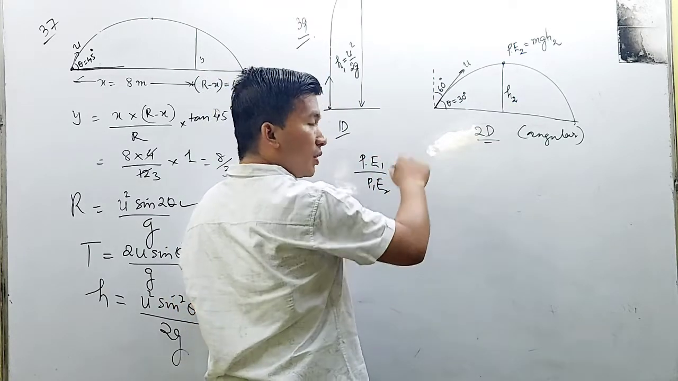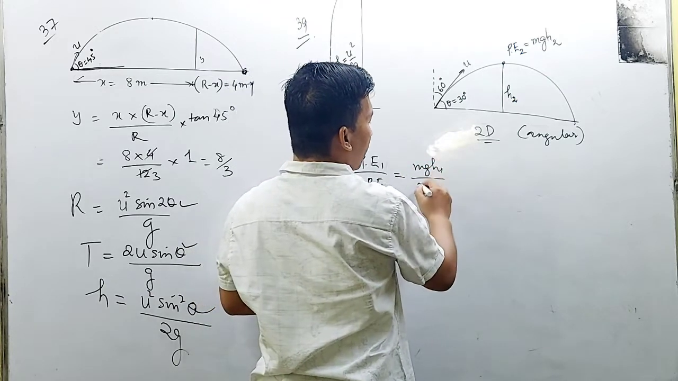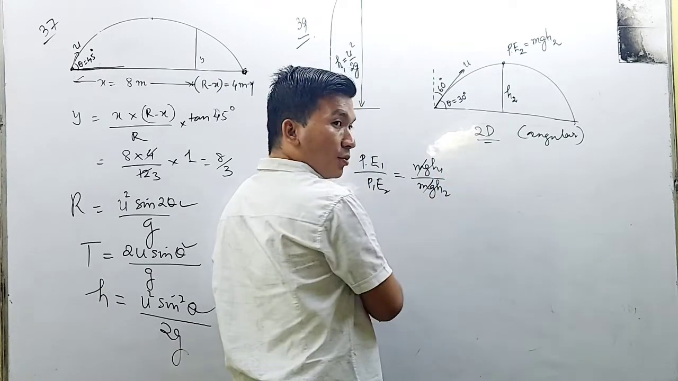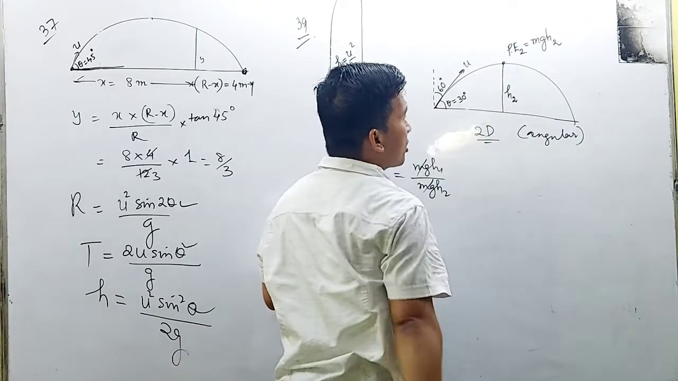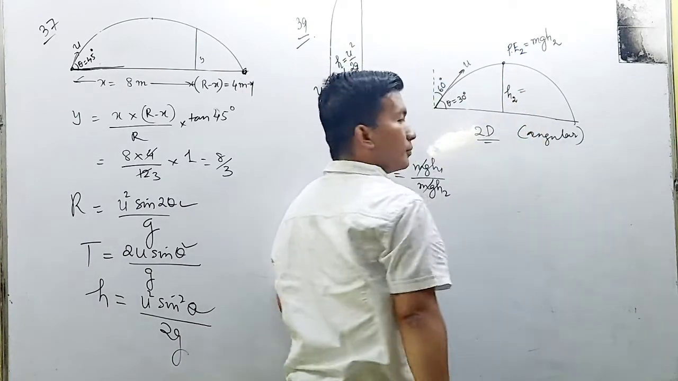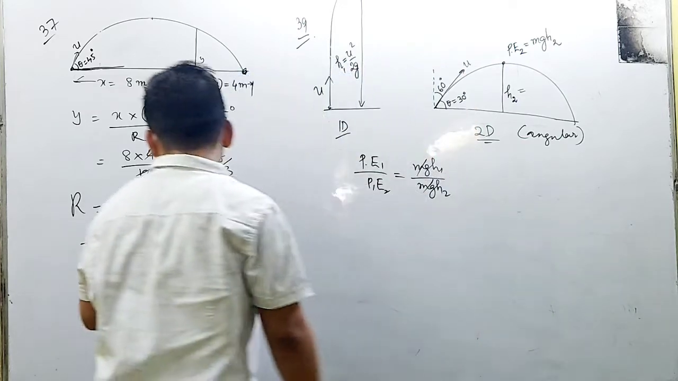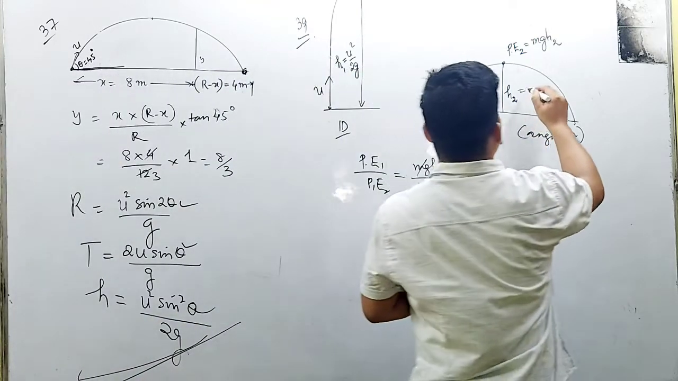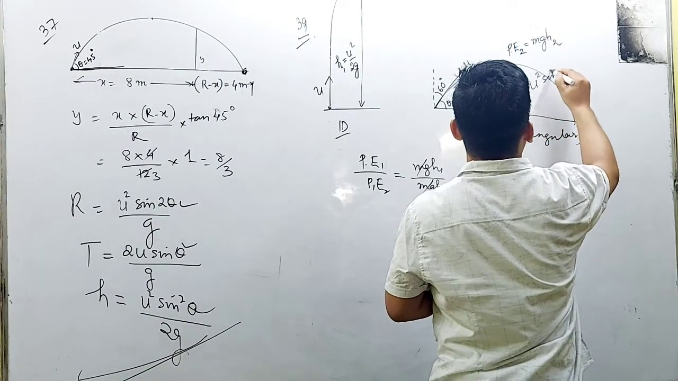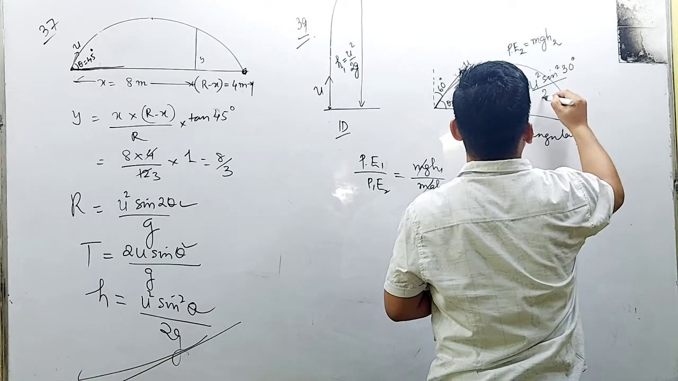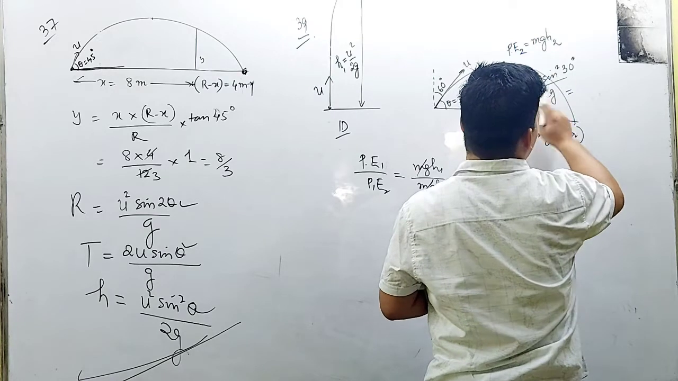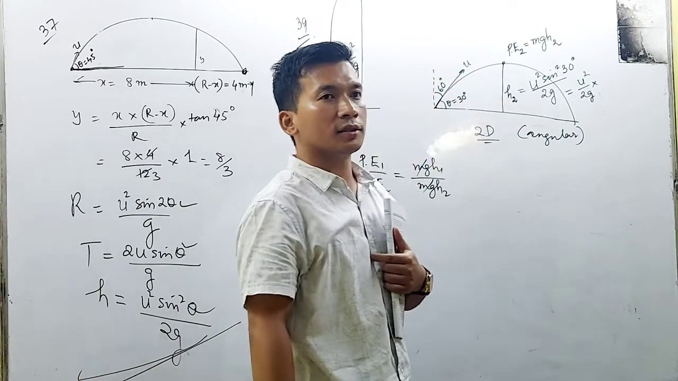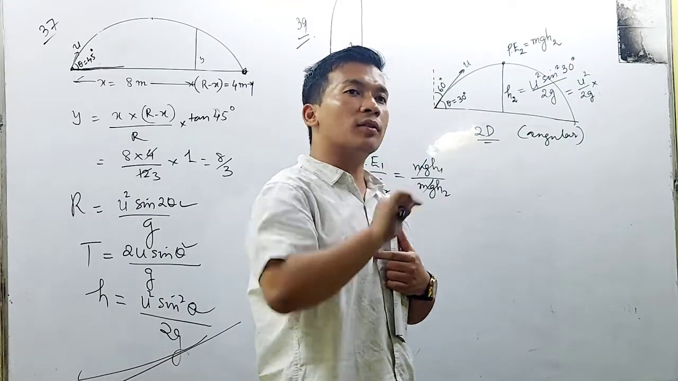mgh1 divided by mgh2. This gets cancelled out, so we are left with only h1 and h2. h1 we know. And what about h2? h2 comes from the formula: this is equal to u square sin square 30 degrees divided by 2g. This will be equal to u square divided by 2g into sin 30. The value of sin 30 is half, and half squared is 1/4.